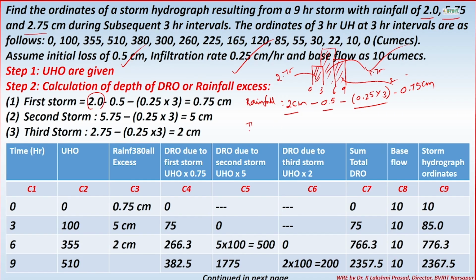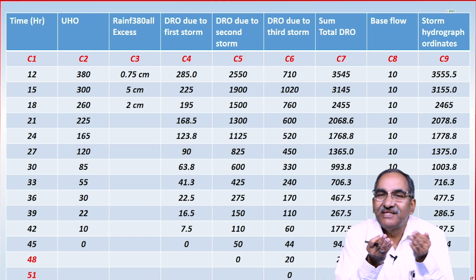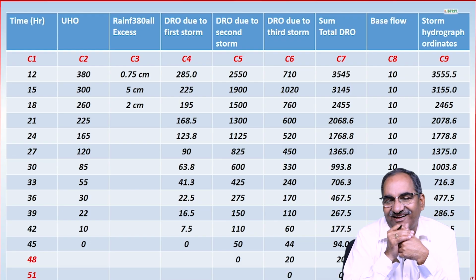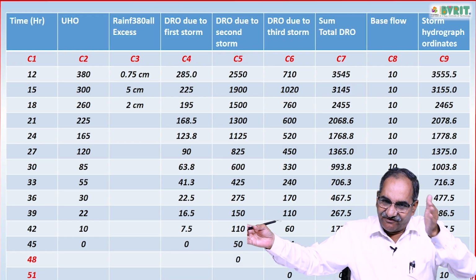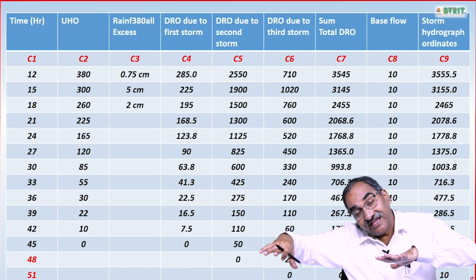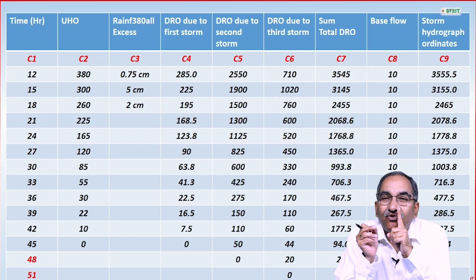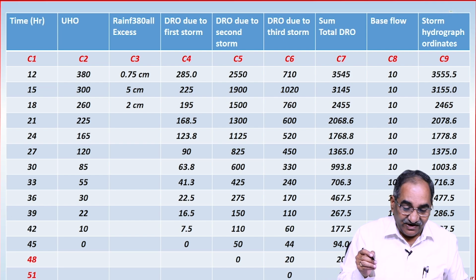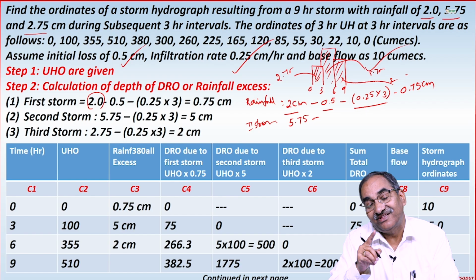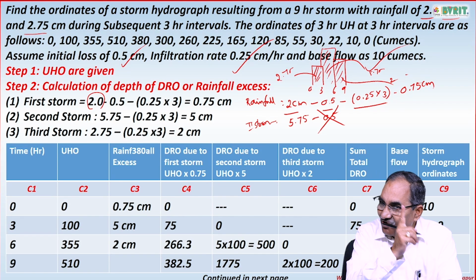Similarly, second storm, if I take it, how much? 5.75. Here I did not delete the initial loss. Initial loss will not occur for every storm. Initial loss means at the beginning of the first storm, only initial loss will be there. Once the storm is continuing, in the first 3 hours, it is 2.75 centimeters. In next 3 hours, it is 5.75 centimeters. Next 3 hours, it is 2 centimeters. So naturally, initial loss will not be there for every storm. Initial loss will be there only for the first storm. So that's why when you are finding out the rainfall excess for the second storm, this minus 0.5 is not there at all. That will be only for the first storm.